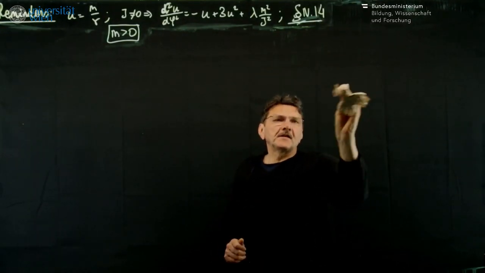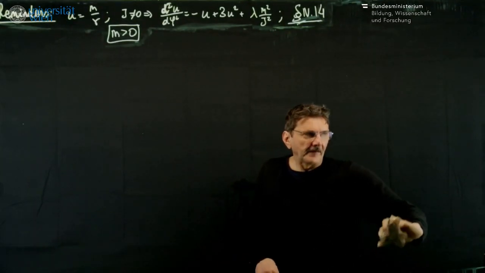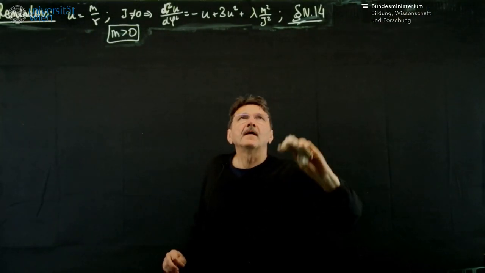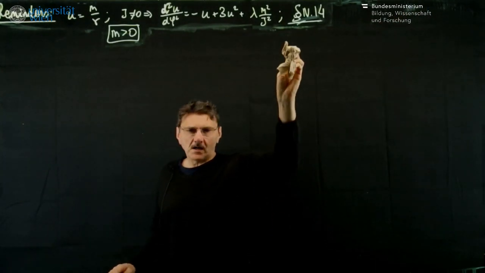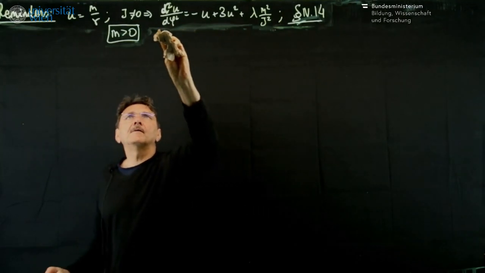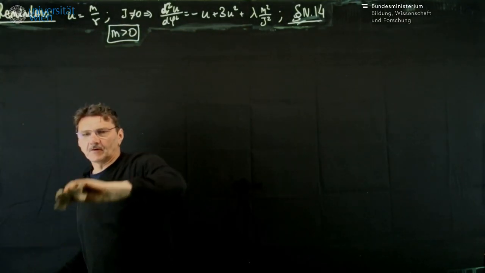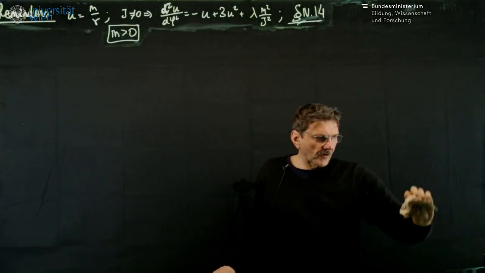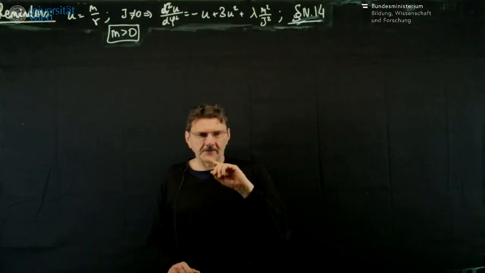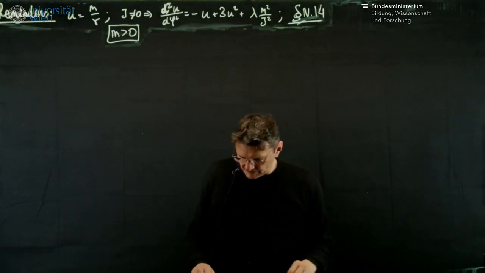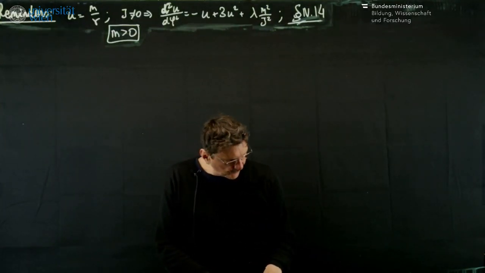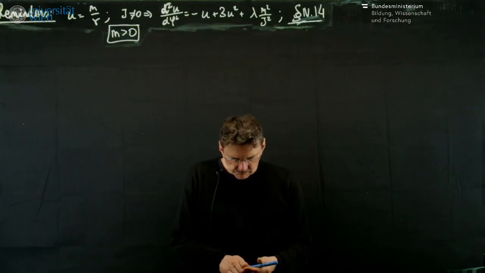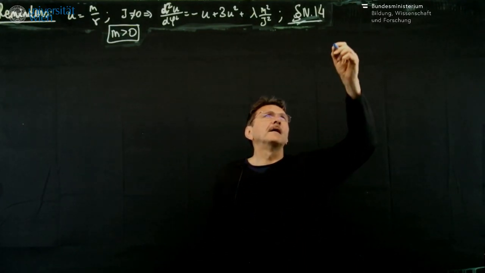Now, what is interesting is that there are also null geodesics which are circular, right? So you can have light rays which stay on a circle. That's probably the most interesting conclusion of what I'm going to do now. Let's see how this goes.